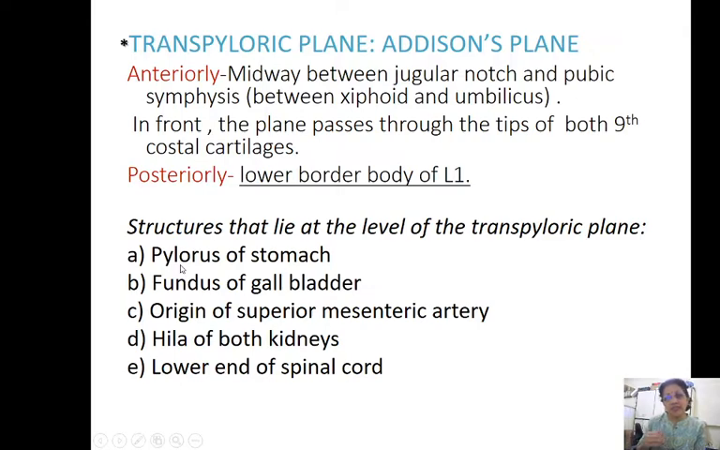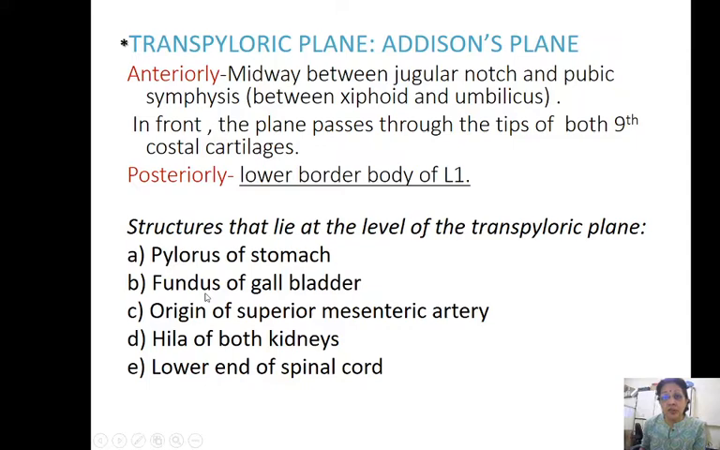We must remember that the intraperitoneal organs like the stomach are suspended by a fold of peritoneum. They are mobile. They can shift around depending on the position. The pylorus stays constant and steady, which is why we're using it as a landmark or a reference point. So the pylorus of the stomach goes through it.